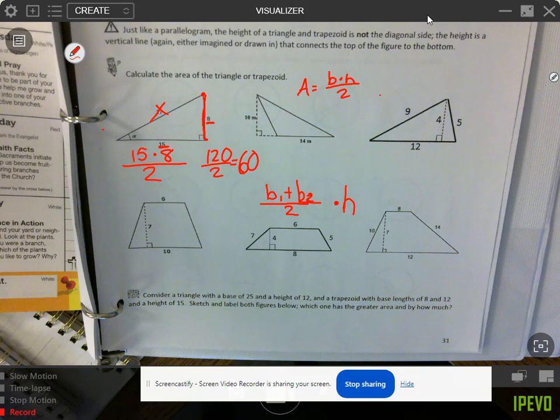Where's the confusion? Which part? Well, we have 1 base for the triangle, but for the trapezoid, we have 2 bases. So we have to add our 2 bases together. So how do I solve this first one?